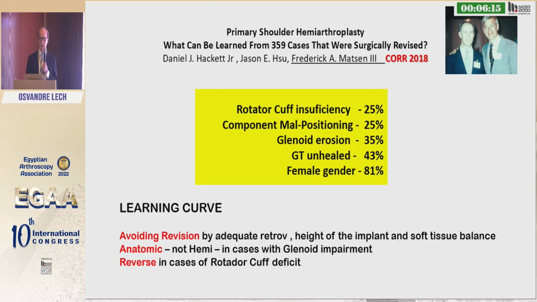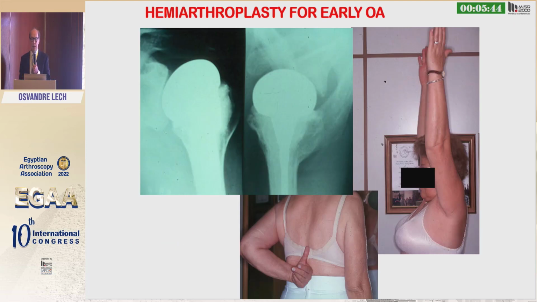In order to avoid revision, do adequate retroversion, height of the implant and soft tissue balance. This cannot be taught in a lecture like this. Anatomic, not Hemi, in cases when the glenoid is involved, and reverse in all cases of rotator cuff deficiency. So, with these papers, it's easy to understand that Hemi is not an option anymore for these cases.